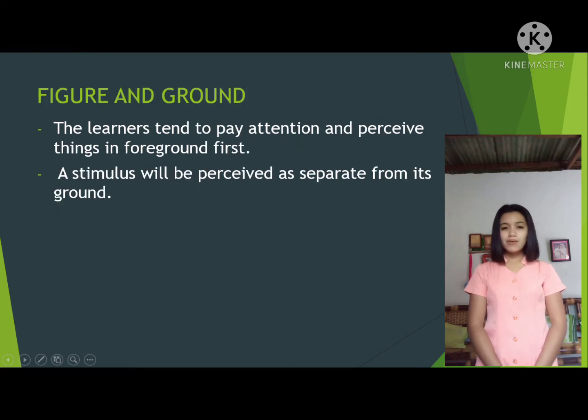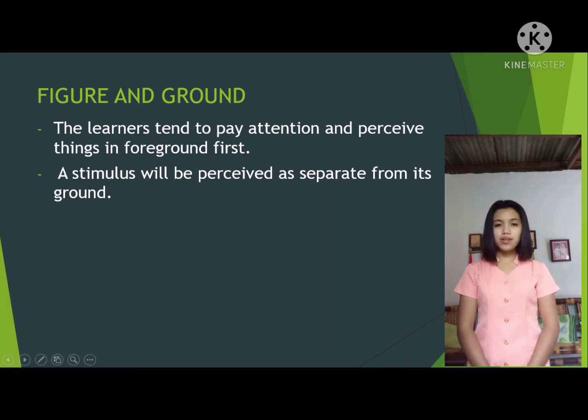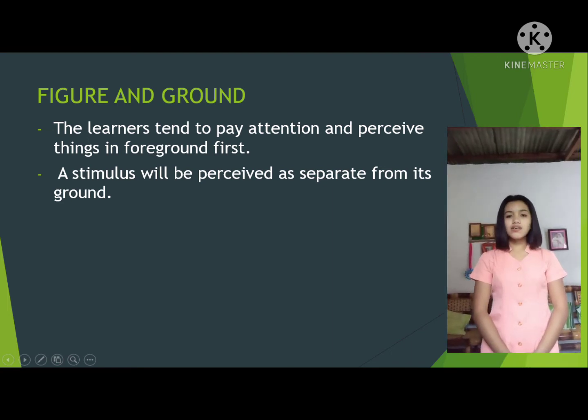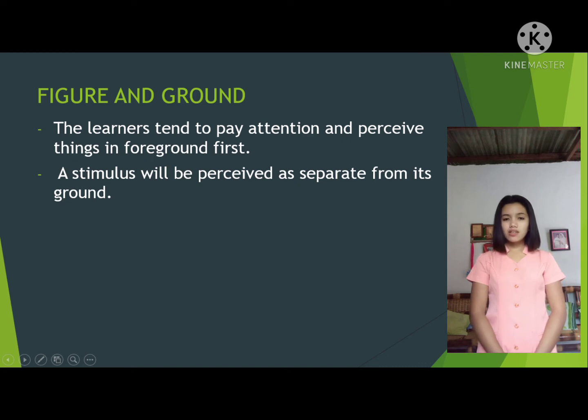The third law of perception of Gestalt learning theory is figure and ground. Figure and ground means the learners tend to pay attention and perceive things in a foreground first. And also, a stimulus will be perceived as separate from its ground. Example, the most important parts of a lesson should stand out from the rest. And also, keywords can be underlined or highlighted.